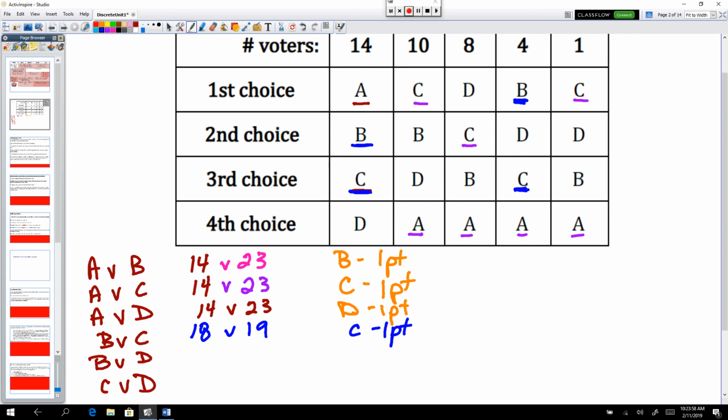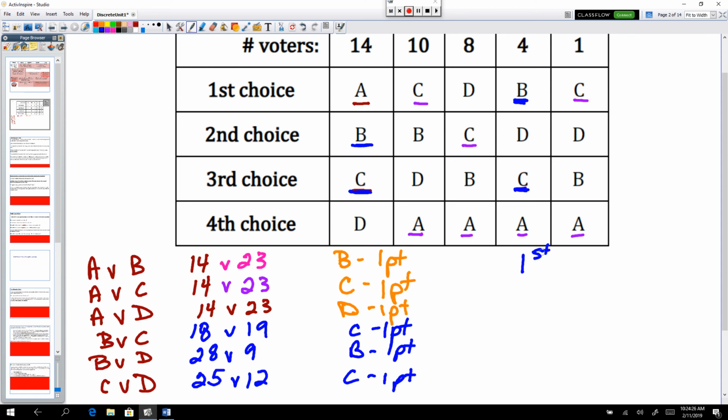In B versus D, it ends up being 28 to 9. If you need to pause the video and work this out for yourself, I highly encourage that. Count them up and see if you match with me. C versus D, you have 25 versus 12. So in the B versus D battle, B gets the point. In the C versus D battle, C gets the point.